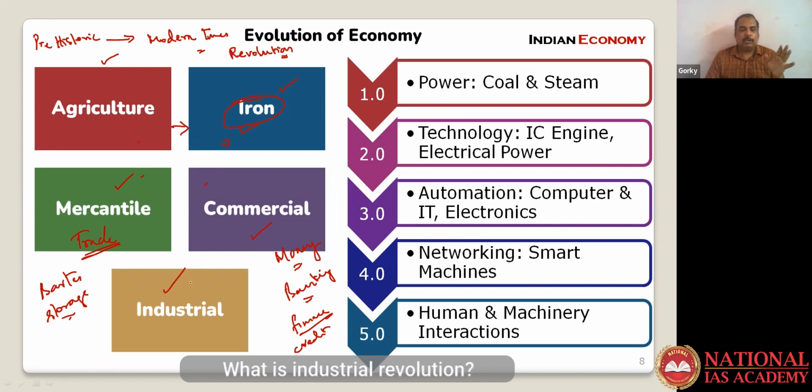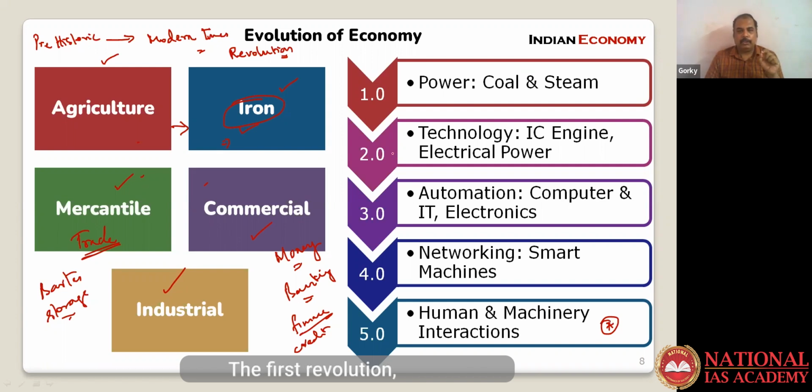What is the industrial revolution? Human effort is replaced with machine effort, right? Reducing the effect of human labor and increasing the effect of machineries, that we call industrialization or the industrial revolution. This industrial revolution has 5 phases. As of now, we have 4. The 5th is in the near future, it is going to happen.